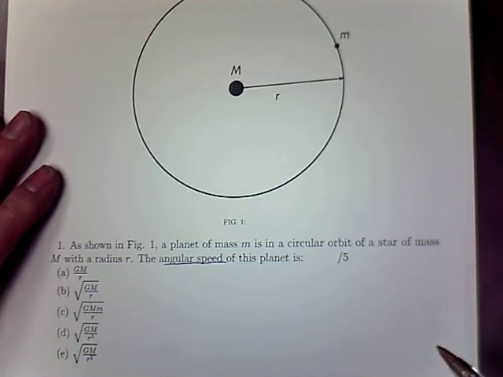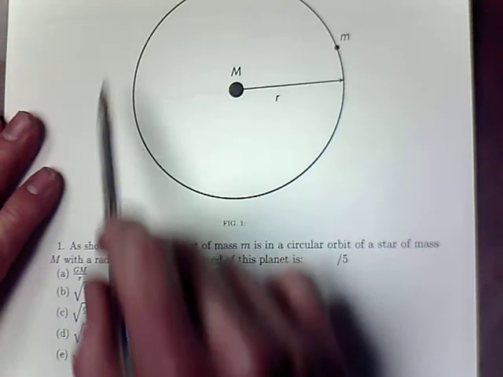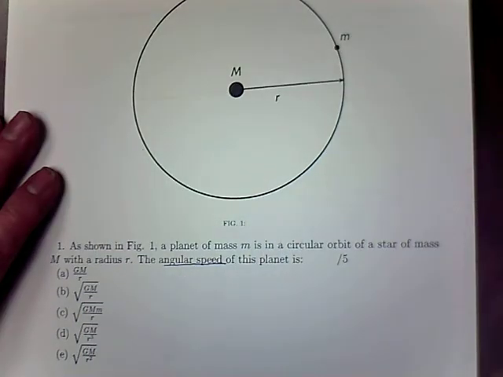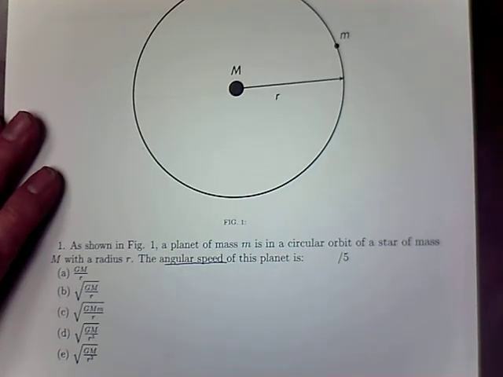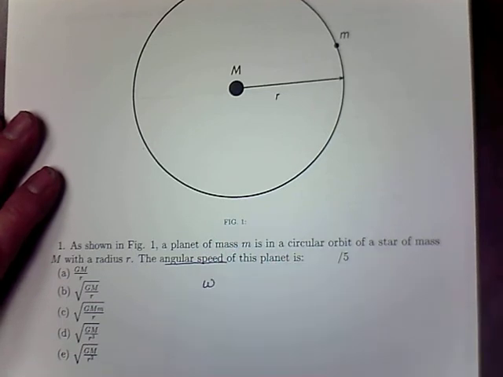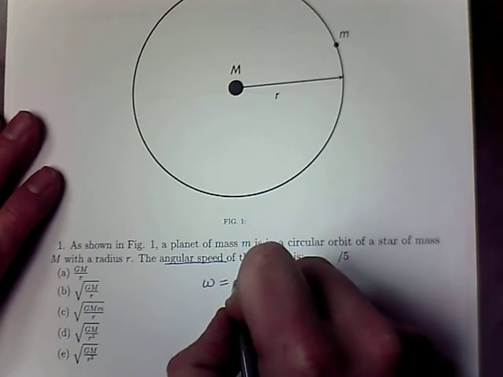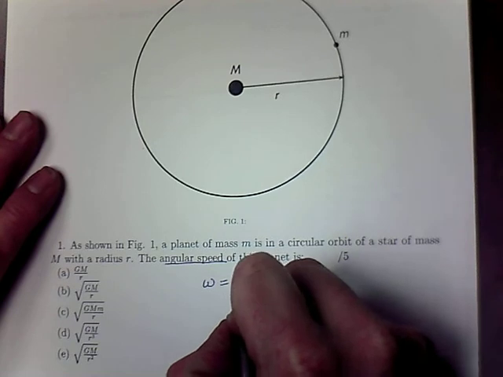This was a question where the speed of the planet going around that mass had an explicit formula in the book that could have been on your formula sheet. But we wanted angular speed. The symbol for angular speed is omega. Omega is related to linear speed by v over r.